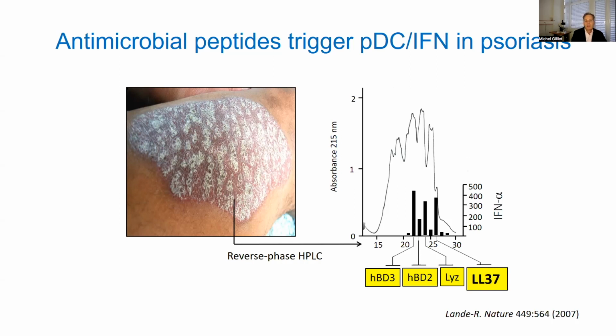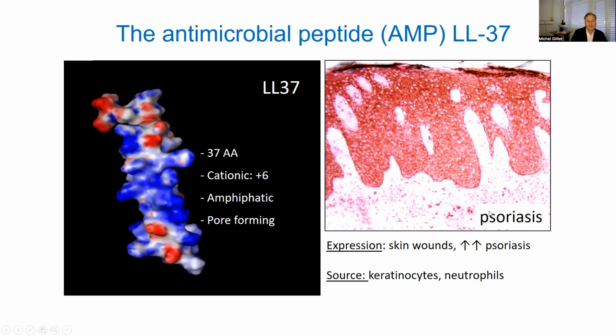To make a long story short, we identified some of these fractions were able to activate PDCs, and this fraction contained antimicrobial peptides. One of these antimicrobial peptides, which we're studying more and on which I will be showing some data, was LL37. So LL37 is an antimicrobial peptide, 37 amino acids.